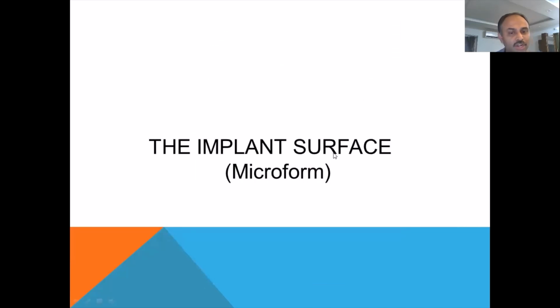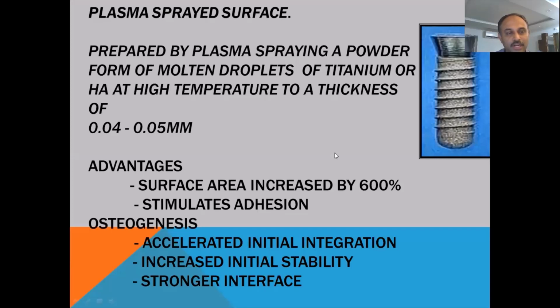Now let us see different types of implant surfaces. There are two types of implant surfaces. The manufacturers will claim the advantage and mesmerize you with different terminologies and techniques. You should know what the plasma sprayed surface is, and you should know what the advantage and what the limitation of this is.